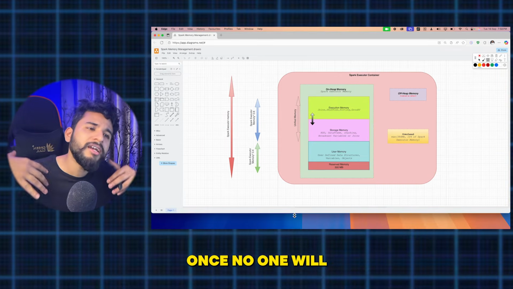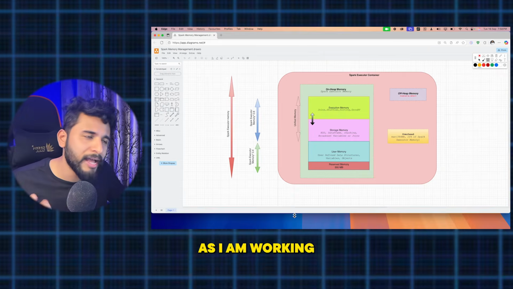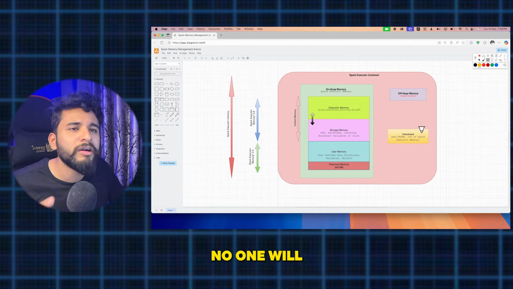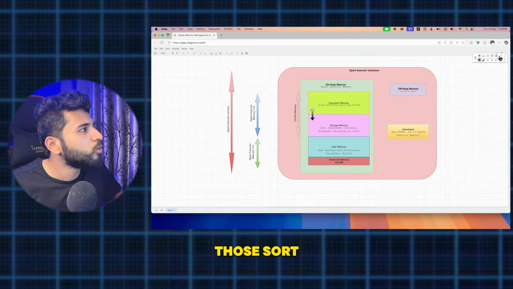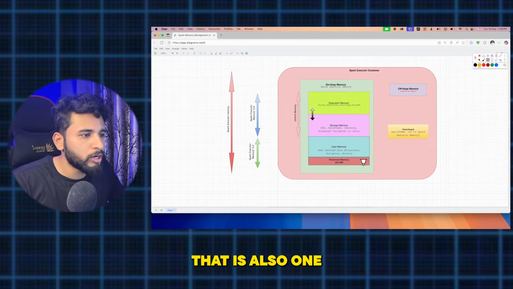Majorly, as I am working as a data engineer, I have seen that no one will do these sorts of things, like saying, yes, let's optimize it again, let's increase it again. Those sorts of things people will not do. That is also one sort of thing.